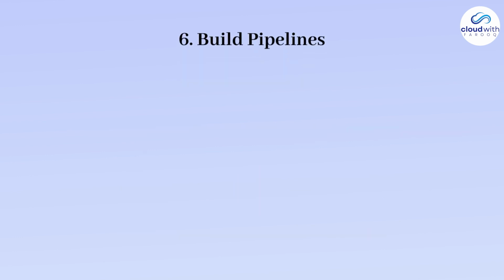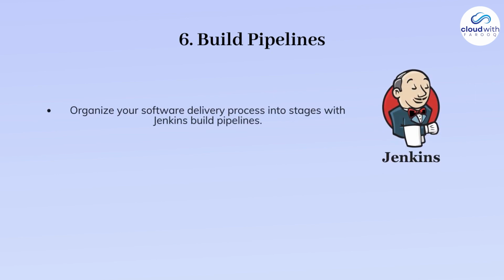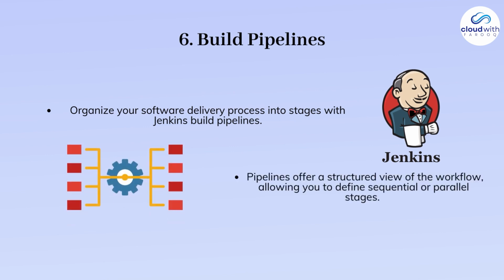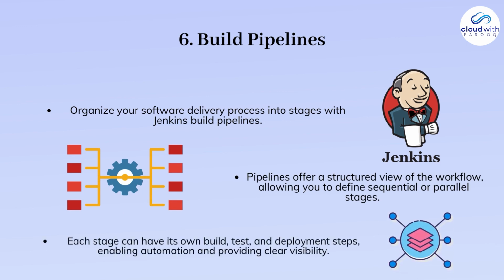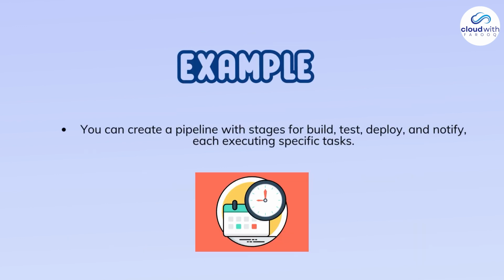Number 6. Build pipelines. Organize your software delivery process into stages with Jenkins build pipelines. Pipelines offer a structured view of the workflow, allowing you to define sequential or parallel stages. Each stage can have its own build, test, and deployment steps, enabling automation and providing clear visibility. For instance, you can create a pipeline with stages for build, test, deploy, and notify, each executing a specific task.